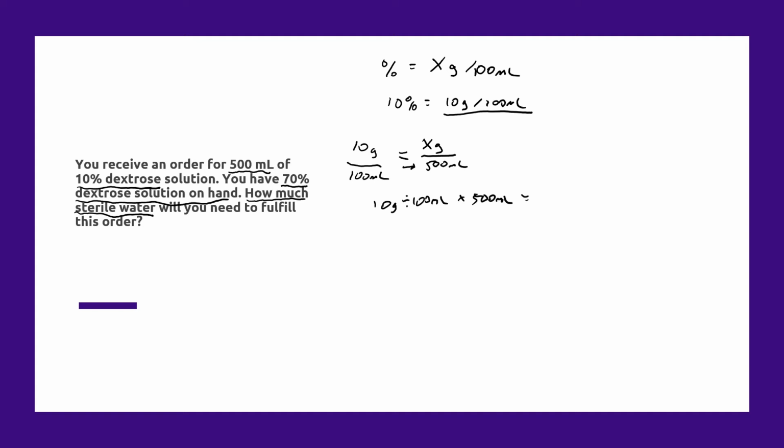And that equals, and I'll bring out my calculator just to double check my work here, 10 divided by 100 times 500. So that's going to be 50 grams of dextrose. So if we need 50 grams total of dextrose in this 500 milliliter solution, we can then backtrack and figure out how much of that is going to be sterile water and how much of that is going to be the 70% dextrose solution.